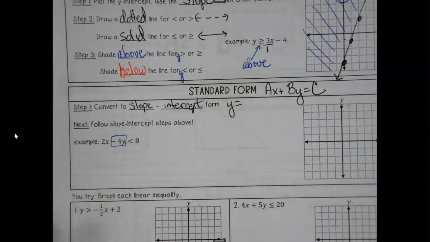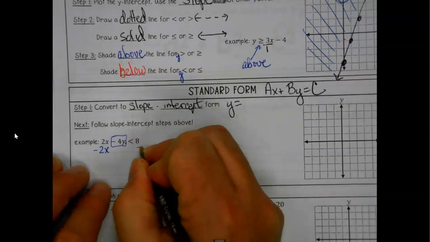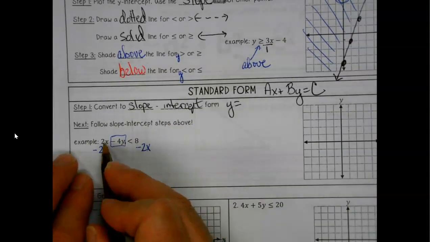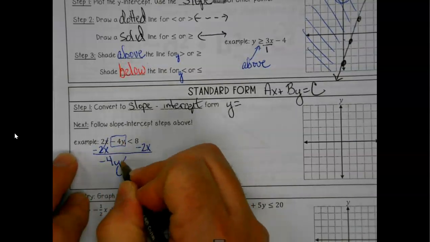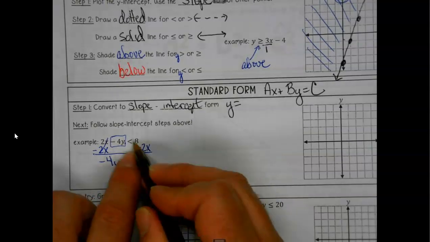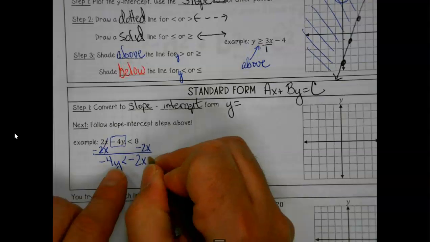Now we've been doing this already when we've been solving our inequalities. So we're going to do opposites on everything. Opposite of positive 2x. Be careful though, these are not like terms. This has x, this doesn't. Don't smash them together and call it 6x. That will not work.